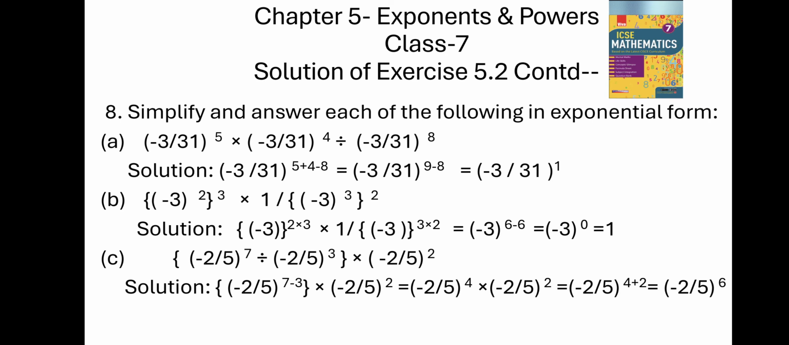C question. (-2/5) raised to the power of 7 divided by (-2/5) raised to the power of 3 multiplied by (-2/5) raised to the power of 2. So first is division, so we subtract 7 minus 3, and then multiplied by (-2/5) raised to 2, so we have to add 2. So 4 plus 2, and that gives you (-2/5) raised to the power of 6.